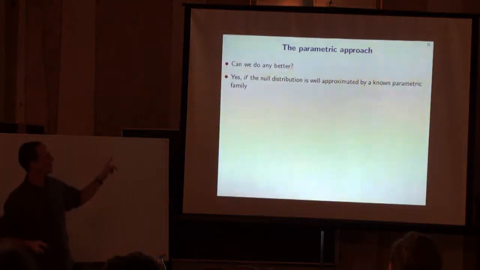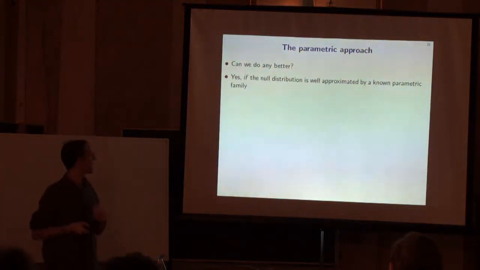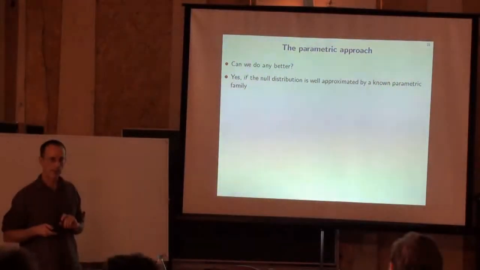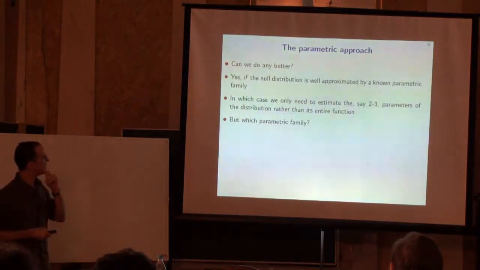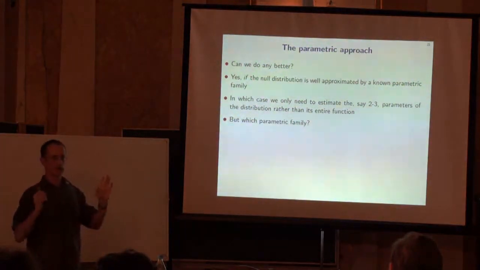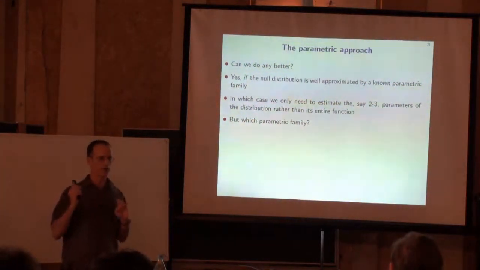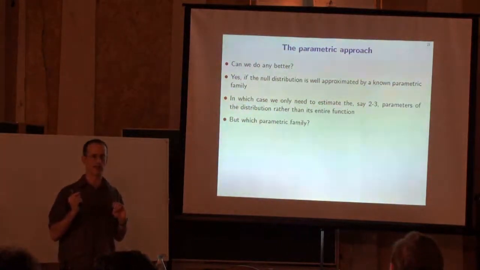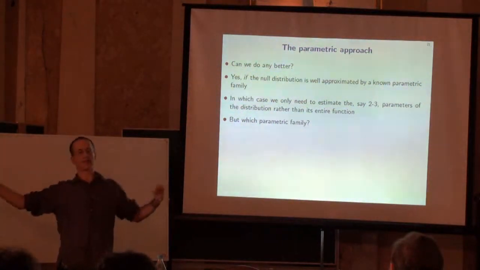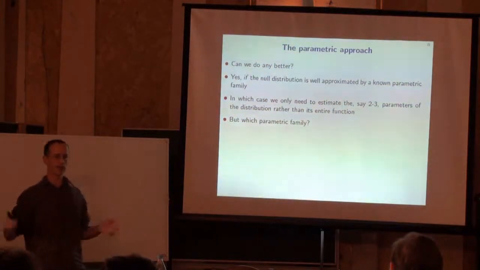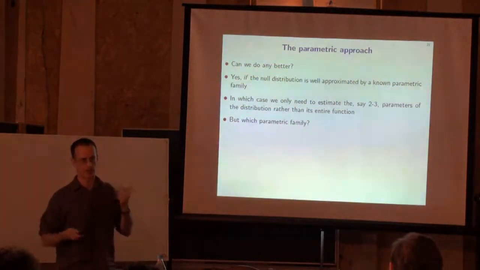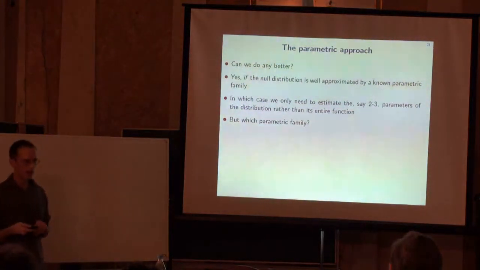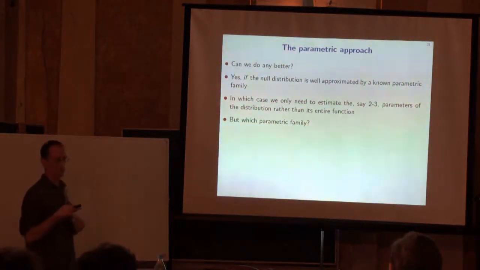the null distribution is well approximated by a known parametric family. In this case, what I can do is I only need to estimate, say, 2 or 3 parameters of the distribution rather than the entire function. I don't have to estimate a nice smooth graph, just have to estimate 2, 3 numbers and then derive the graph based on those 2, 3 numbers. Okay, that would work, but which parametric family?